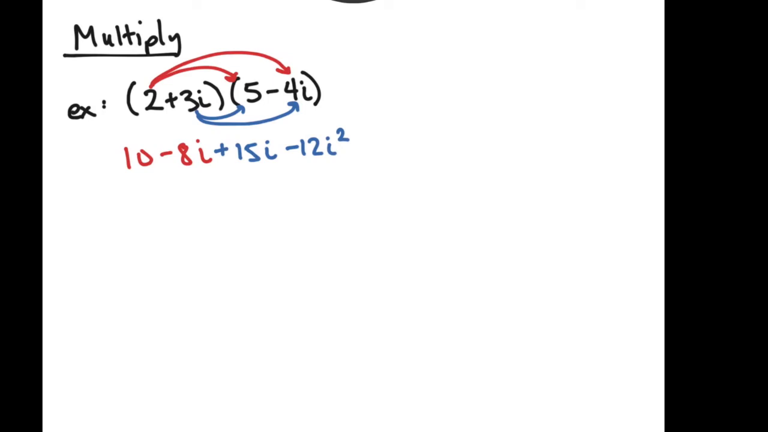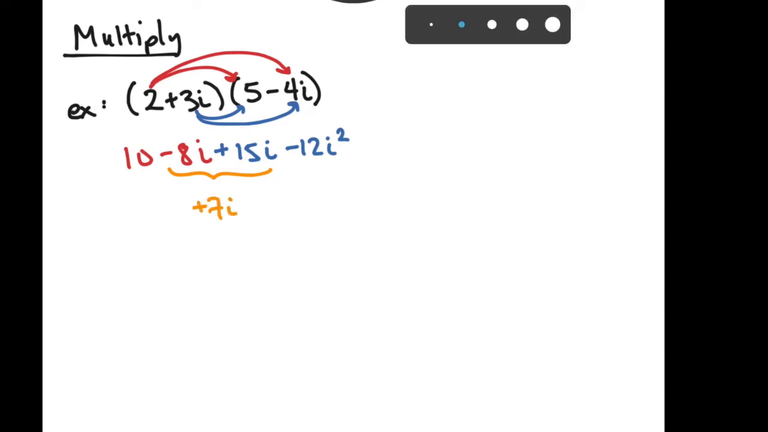So now we are going to combine like terms. So we have these two that we can combine. Negative 8i plus 15i is positive 7i. The 10, we did nothing to it, so we're just going to bring that down.